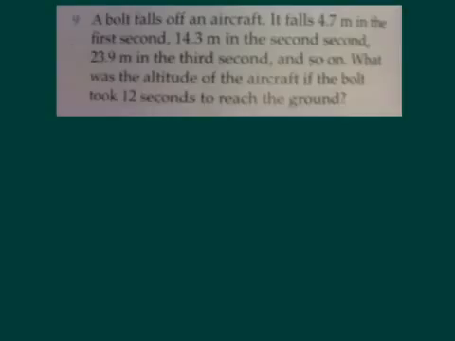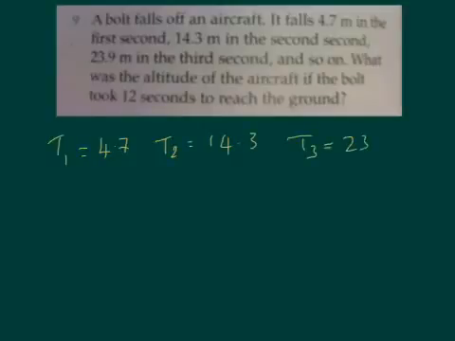Okay guys, we've got an application style question here for you, where a bolt falls off an aircraft and it falls 4.7 metres in the first second, 14.3 in the second, and so on. So we could draw up a little table here where T1 is equal to 4.7, T2 is equal to 14.3, T3 is equal to 23.9. And we're wanting to know what was the altitude of the aircraft if the bolt took 12 seconds to reach the ground. So we know that n equals 12.